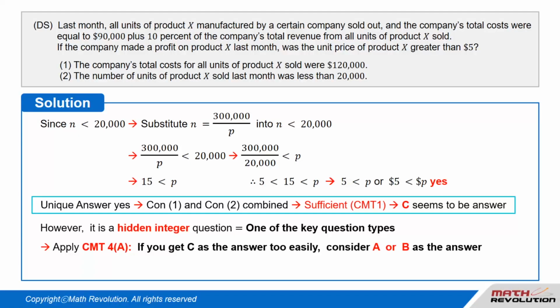However, since this question is a hidden integer question, which is one of the key questions, we should apply CMT 4a, which states that if you get C as the answer too easily, you should also consider A or B as a possible answer. Therefore, let's check each condition separately.